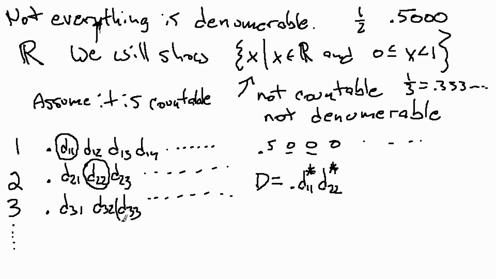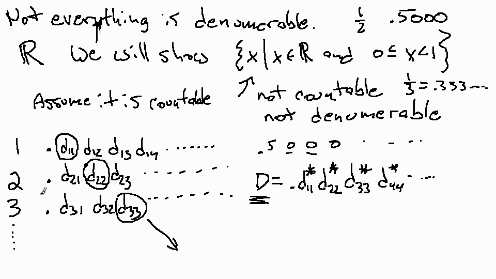I'm just going to keep going down this list. And again, you can see it goes on infinitely this way. And I'm going to construct a number over here, D33 star, D44 star. And you can see that this goes on forever and ever and ever. Okay? Now my claim is that this number D isn't in this list.